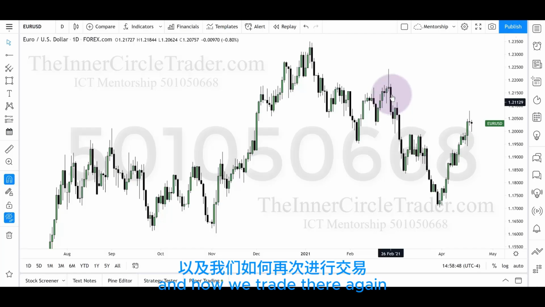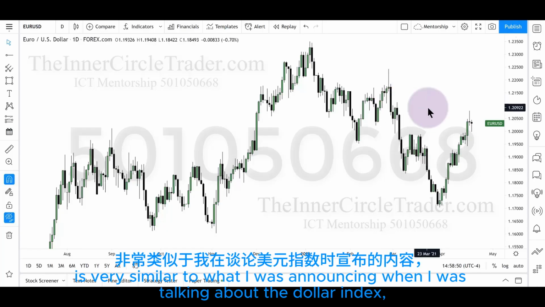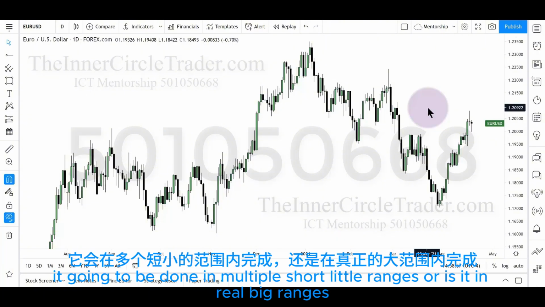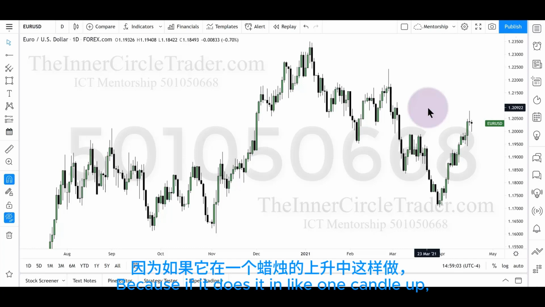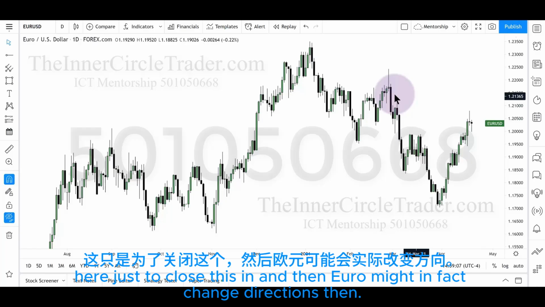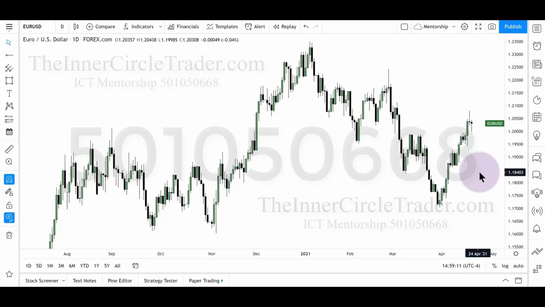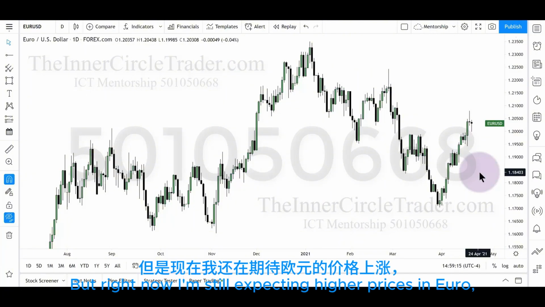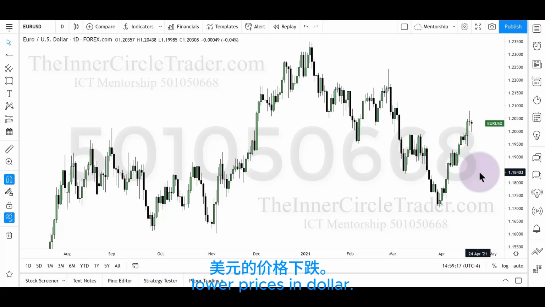And how we trade there, again, is very similar to what I was explaining when I was talking about the dollar index. If it trades lower, is it going to be done in multiple short little ranges, or is it in real big ranges in a speedy run? Because if it does it in like one candle up, that to me means they're running it up here just to close this in, and then euro might in fact change directions. That would also give me the reason to want to go short. But right now, I'm still expecting higher prices in euro, lower prices in dollar.